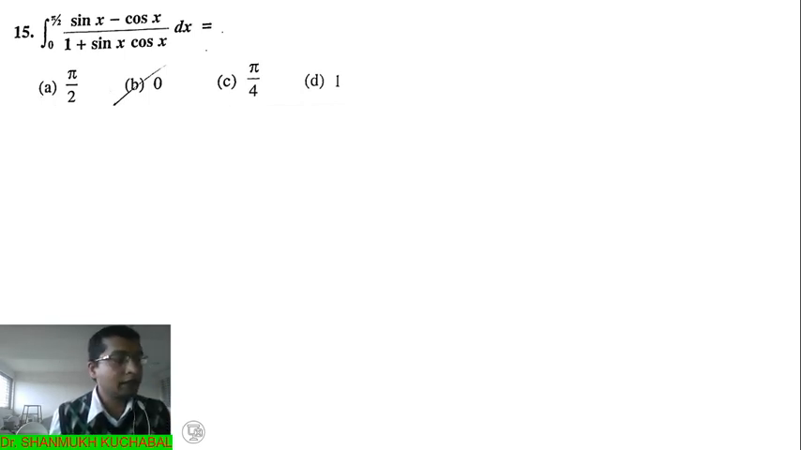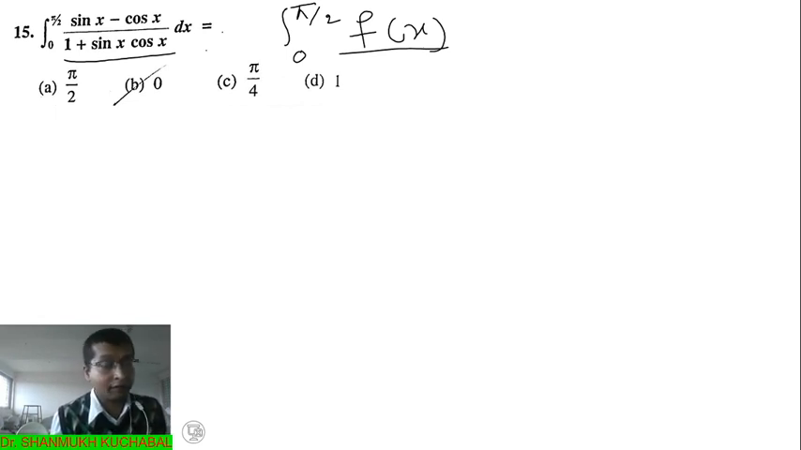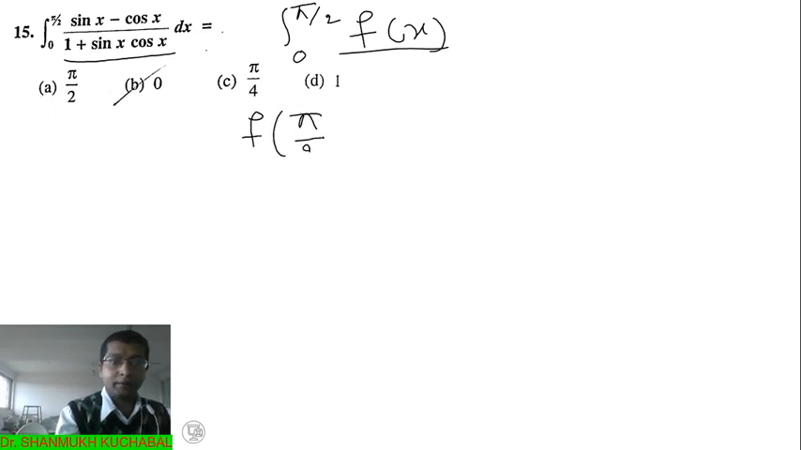It is the integration from 0 to pi by 2 of sin x minus cos x, whole divided by 1 plus sin x into cos x dx. So the given function we can take as the integral from 0 to pi by 2 of f of x. This function we have taken as f of x. Further, we will check whether it is an even function. For that, the condition is f of pi by 2 minus x. So wherever there is x, we have to replace it by pi by 2 minus x.